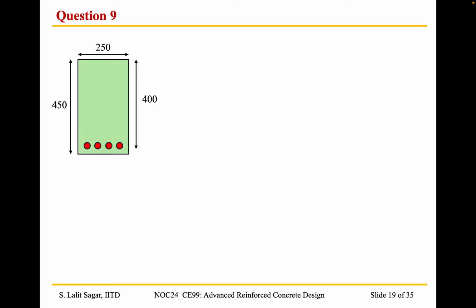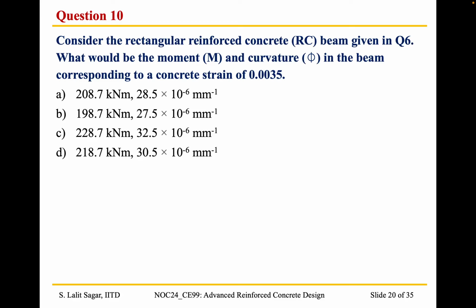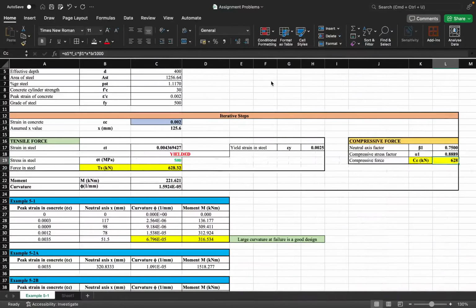So moving on, finally we take a value of 0.0035. Let us go back to the Excel sheet. We are going to take the value of 0.0035. The value of C is 686, so we need to reduce the value to obtain equal forces.